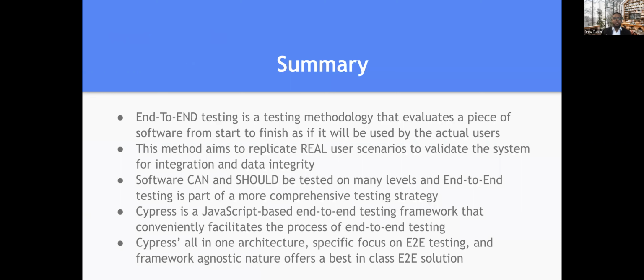So in summary, what did we learn here today in this talk? The first, end-to-end testing is a testing methodology that evaluates a piece of software from start to finish, as if it will be used by the actual users. Second, this method aims to replicate real user scenarios to validate the system for integration and data integrity. Software can and should be tested on many levels, and end-to-end testing is part of a more comprehensive testing strategy.